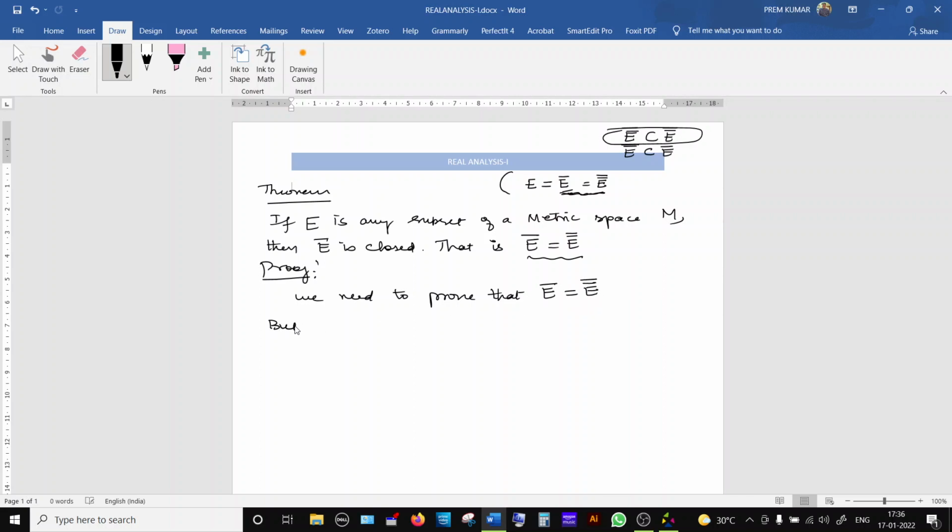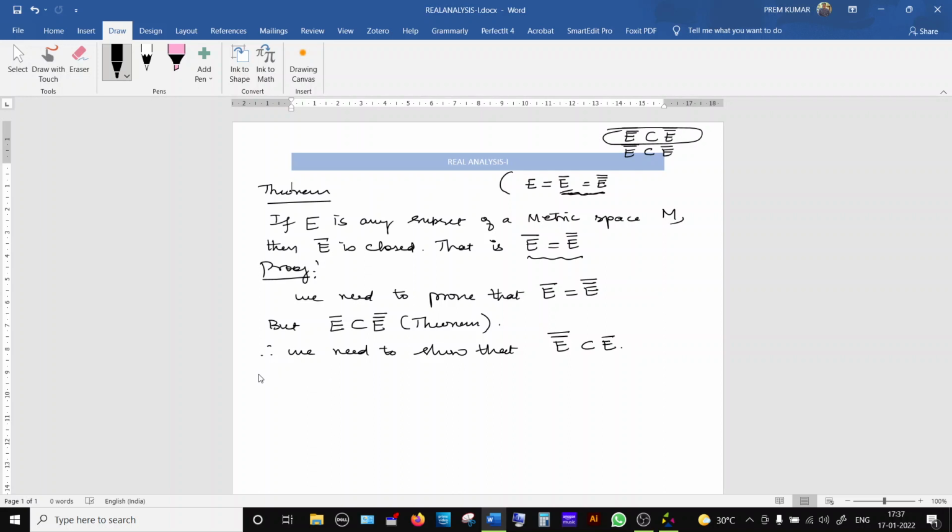But for any set and its closure, what is the relationship we have? Always the given set is a subset of its closure. This is true always. This is by a theorem. You have to cite the theorem here. Therefore, we need to show that the closure of E bar is a subset of E. This is what we have to prove.